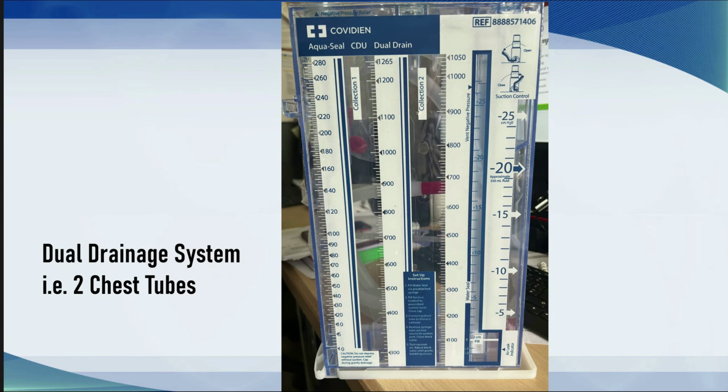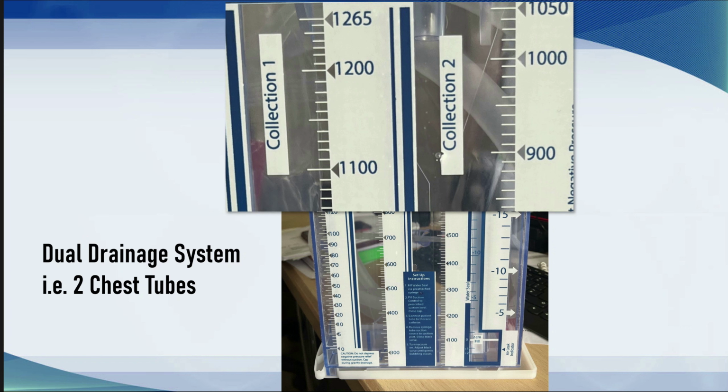Sometimes you will see this. This is a 2 or dual drainage system that will connect to 2 chest drains. And you can see that it says collection 1 and collection 2. This is very handy if you've got 2 chest drains attached to a patient that aren't draining a lot of fluid between them.